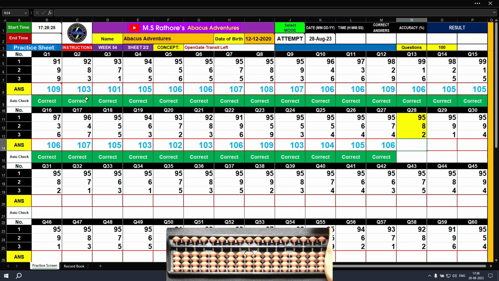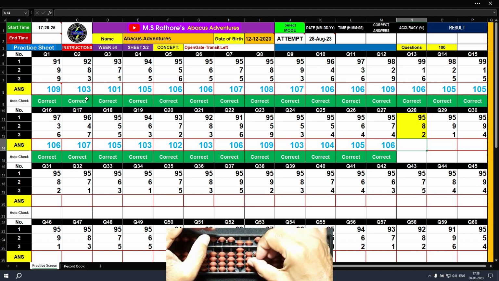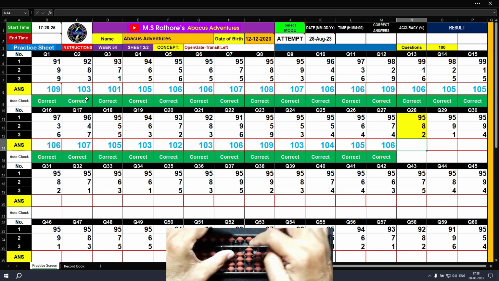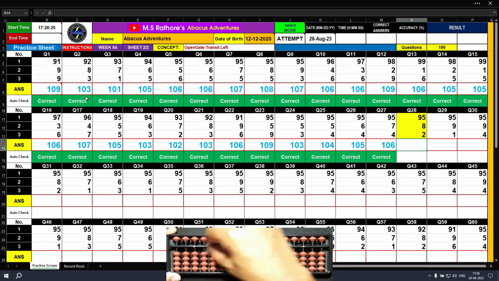Question number 28. Plus 90, plus 5, plus 8, combination, the answer is 103. Plus 2, the answer is 105.